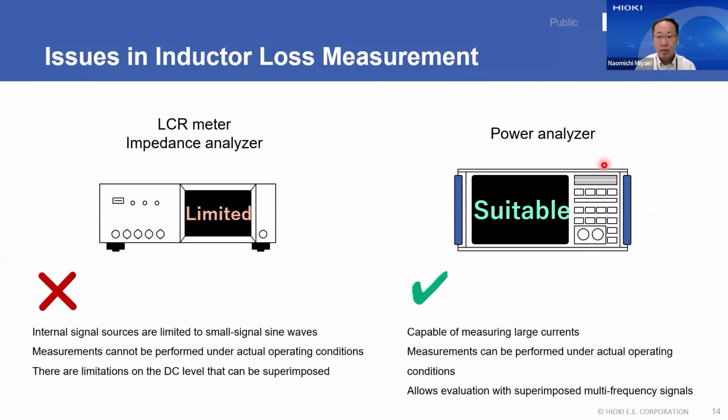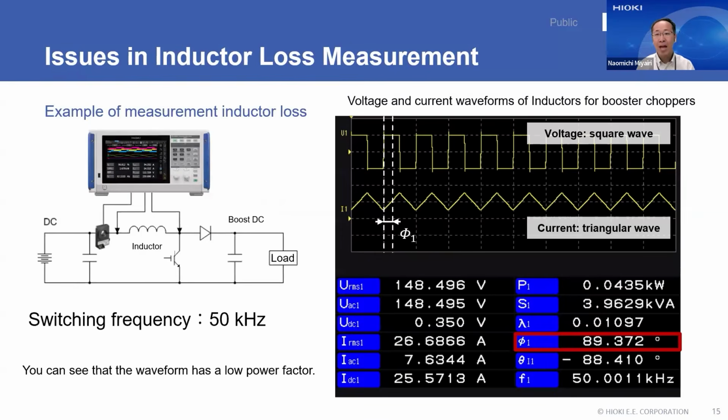Power analyzers, on the other hand, can directly measure large currents and high voltages and can accurately measure even in the presence of waveforms with harmonics such as PWM signals or with DC bias. This makes it possible to more accurately evaluate the losses, efficiency, and even impedance changes of inductors under real operating conditions. So next, let's look at an actual inductor loss measurement.